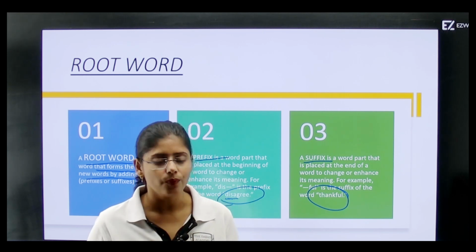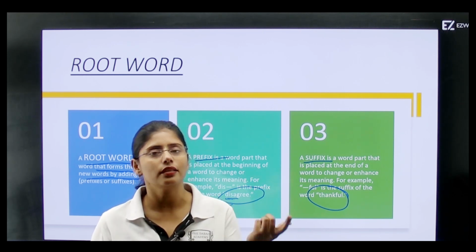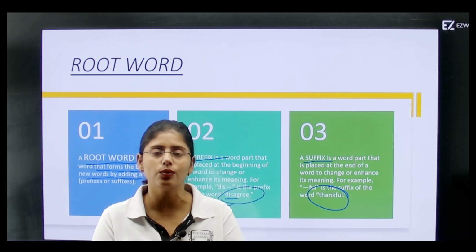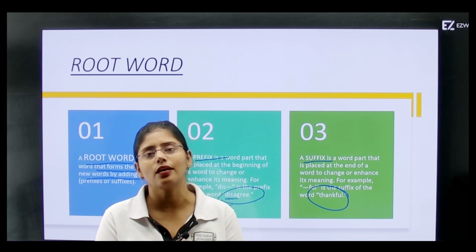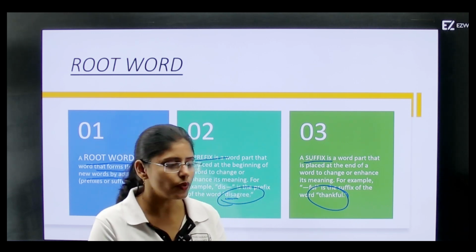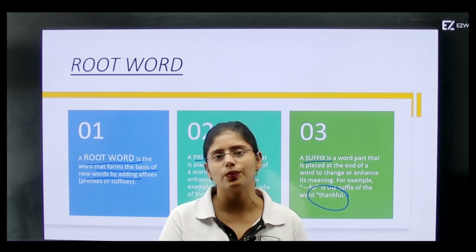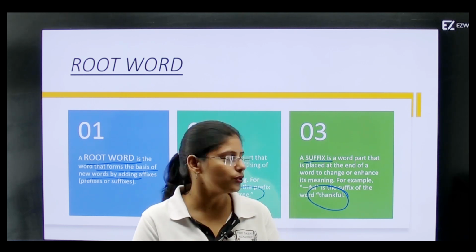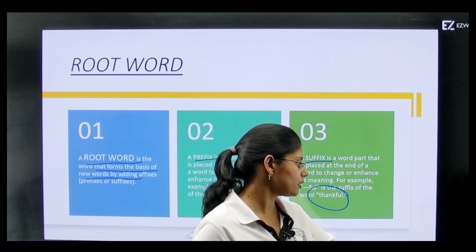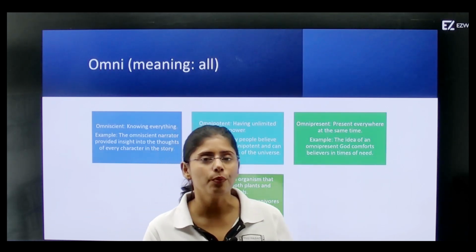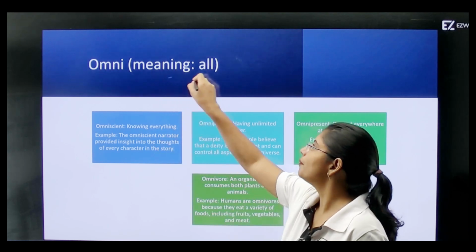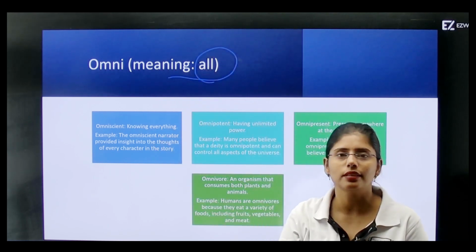So this is how, just by adding affixes, either suffix or prefix, to any root word, we can form a lot of new words and enhance our vocabulary. In this class, I am going to talk about 5 basic root words and how they are used to form a lot of new words. So let's start. The first root word that we are going to talk about is omni. Omni means all.